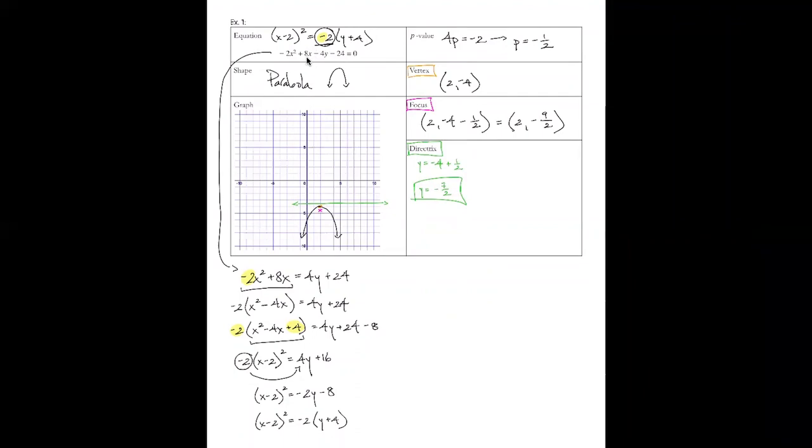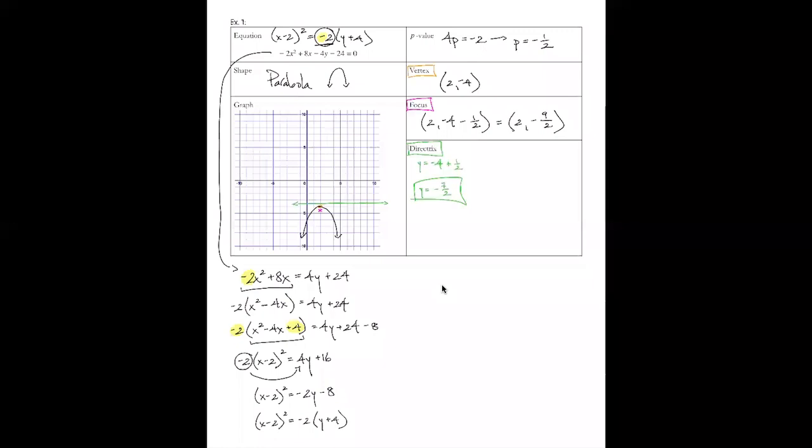The directrix you can certainly graph with a dashed line, that's fine. A lot of people use a dashed line because it's not actually part of the graph. I don't know why I did a solid line today. I think I was just worried that the dotted line would look messy. I don't know.